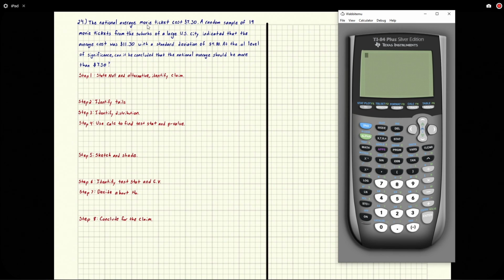The national average movie ticket costs $7.30. A random sample of 19 movie tickets from the suburbs of a large U.S. city indicated that the average cost was $11.30, with a standard deviation of $4.80 at the 0.01 level of significance. Can it be concluded that the national average should be more than $7.30? And then we were graciously given the steps to solve the problem.